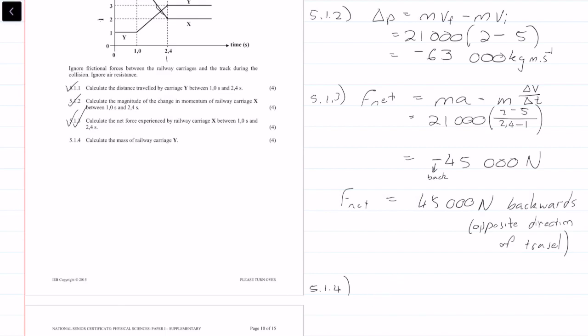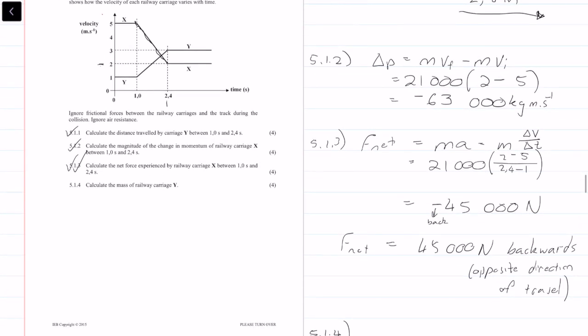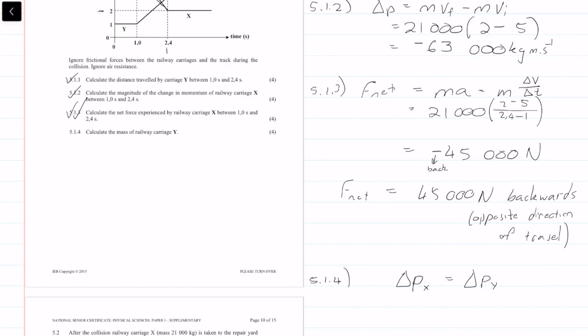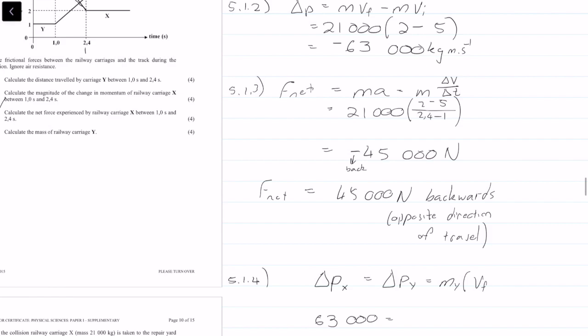Okay, so an important fact that we know is that the change in impulse for X is equal to the change in impulse for Y. Okay, and we know what the change in impulse was. I'm just going to use the magnitude, so we're going to say it's 63 is equal to, and change in impulse of Y can be written as mass of Y times velocity final minus velocity initial. Again, I just want the absolute value, so we're looking for the mass of Y.